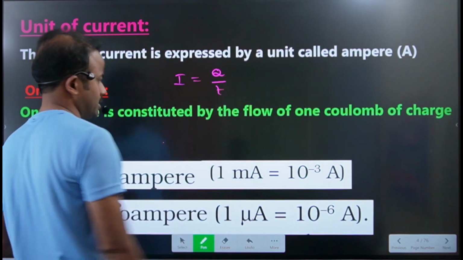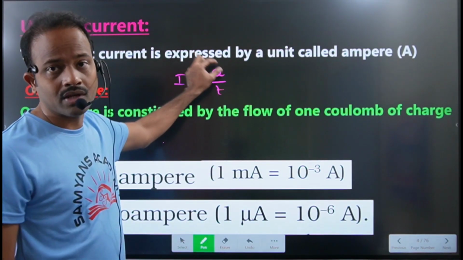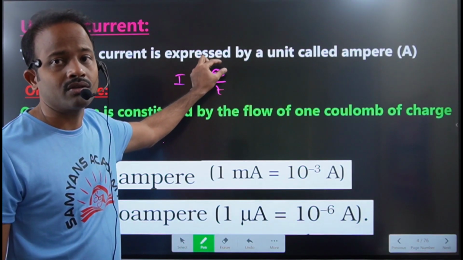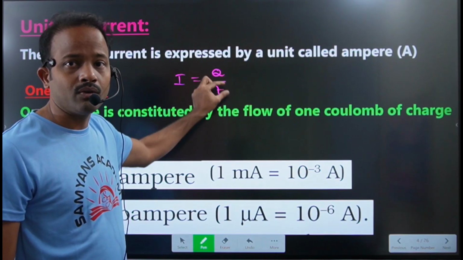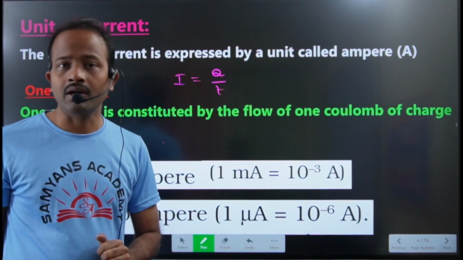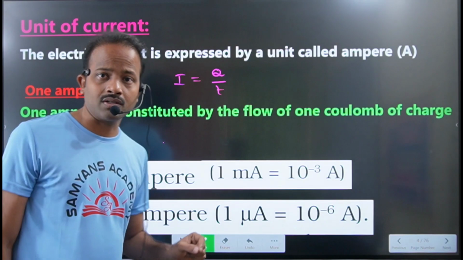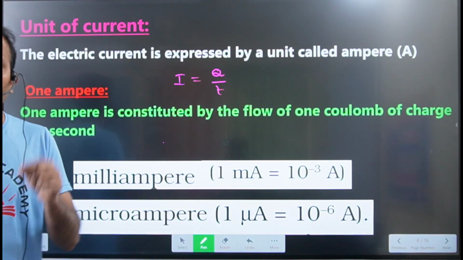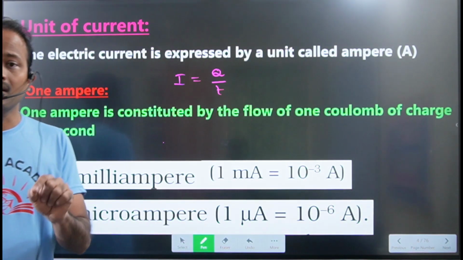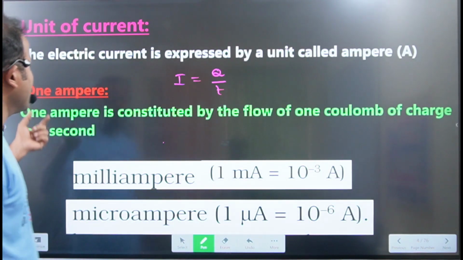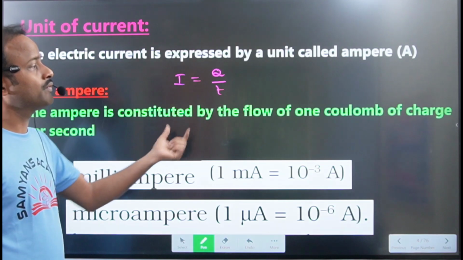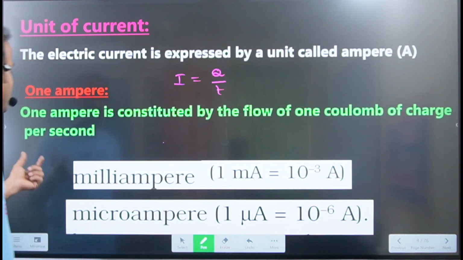Which means if 1 coulomb of charge is passing through any cross section of a conductor in 1 second of time, that is equal to 1 ampere of current. Then 1 ampere is constituted by the flow of 1 coulomb of charge per second.